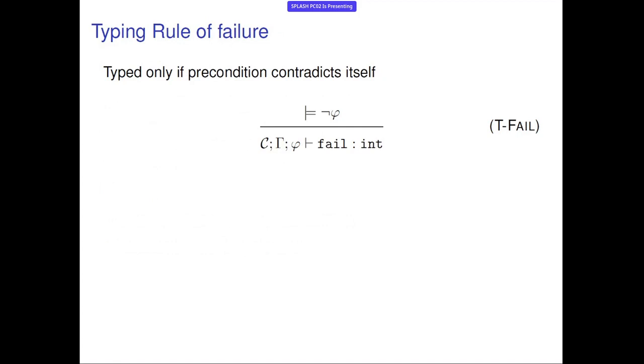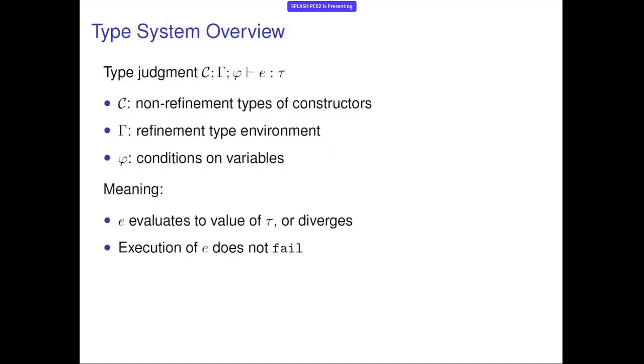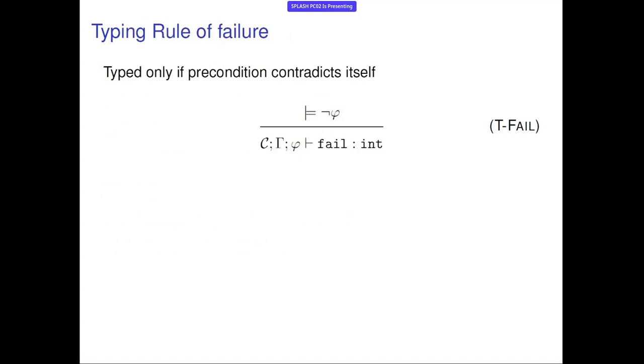I won't explain much, but I will explain only two key rules. One is the typing rule of failure. Basically, failure cannot be typed because in this case, the execution of fail always fails. But if the precondition contradicts itself, it means that the expression fail is never reached. In that case, the expression fail can be typed.